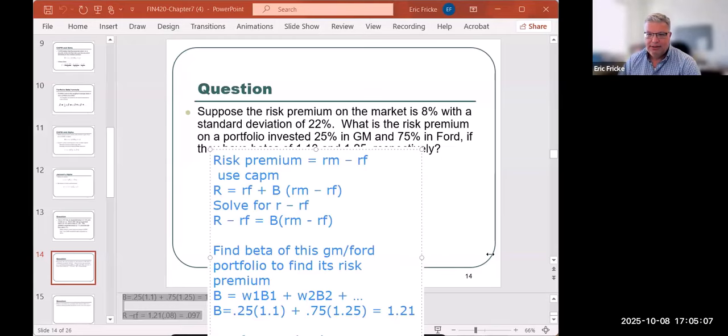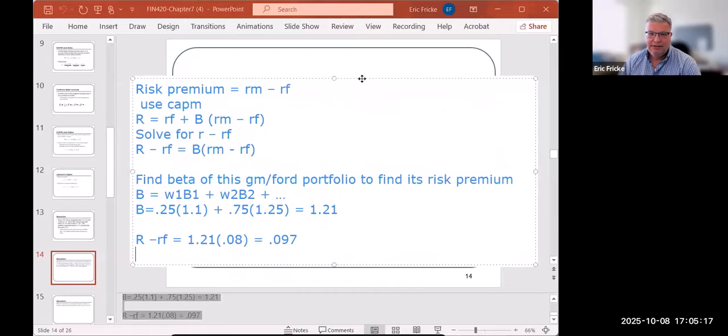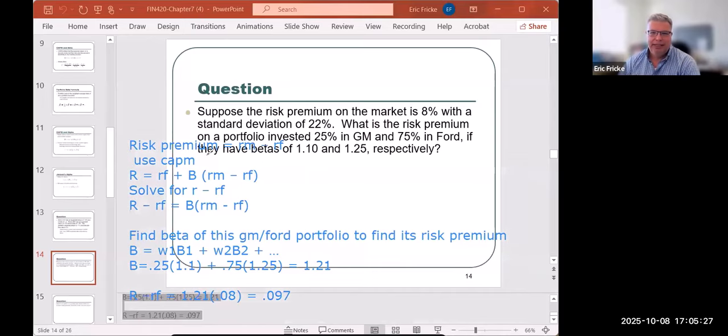And sorry, give me a second here. You know what? It's going to cover some of this up because it's big. Oh man, that's hard to see. Okay, so the risk premium is basically RM minus RF. Sorry, it's hard to see now.